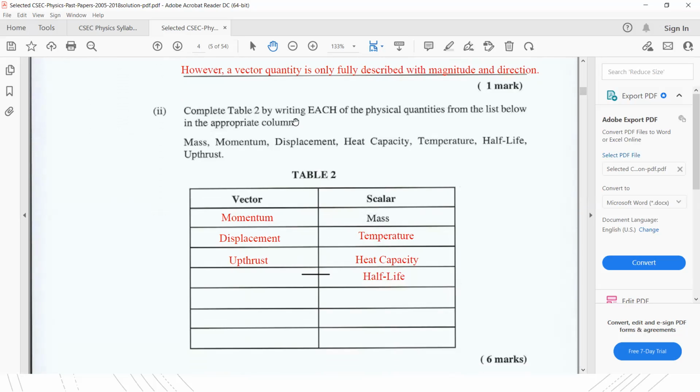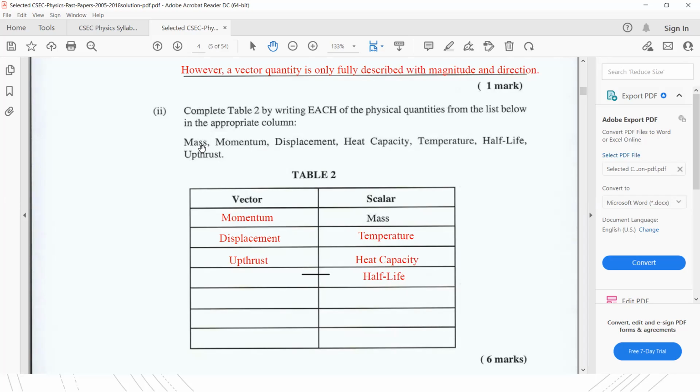All right, complete table 2 by writing each of the physical quantities from the list below in the appropriate column. You are given mass, momentum, displacement, heat capacity, temperature, half-life, and upthrust. So you have to categorize them as either vectors or scalars. What you do is look for which one has to be described with direction in order to be properly described, if you are not familiar with all vectors and so on.